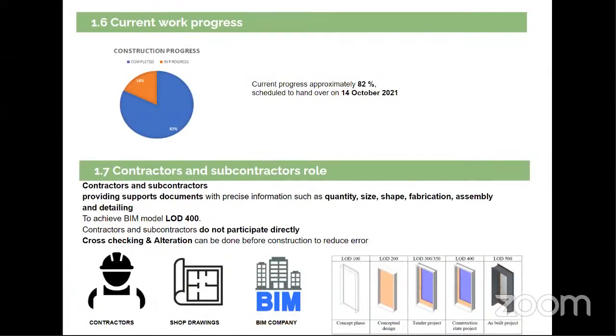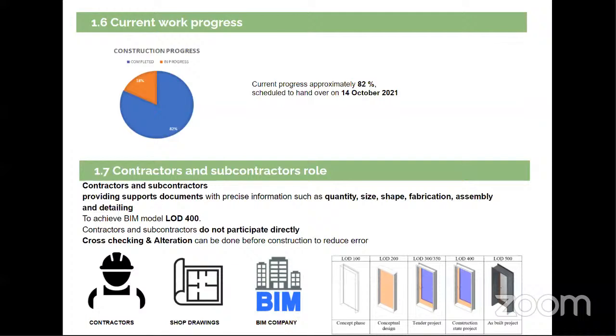There's some work progress currently. It's approximately about 82% done. So it's scheduled to hand over to the clients on 14th of October 2021, which is this year.